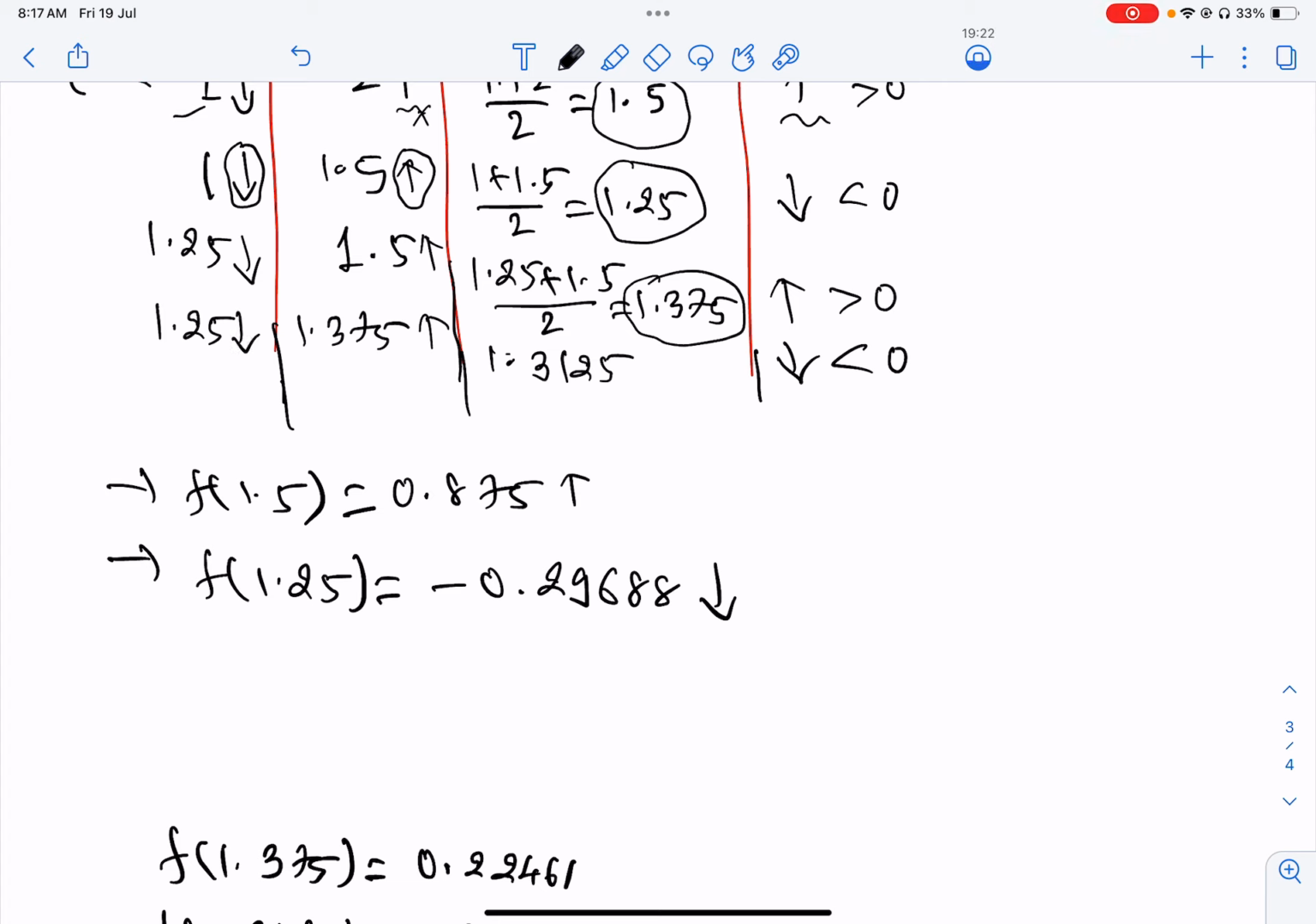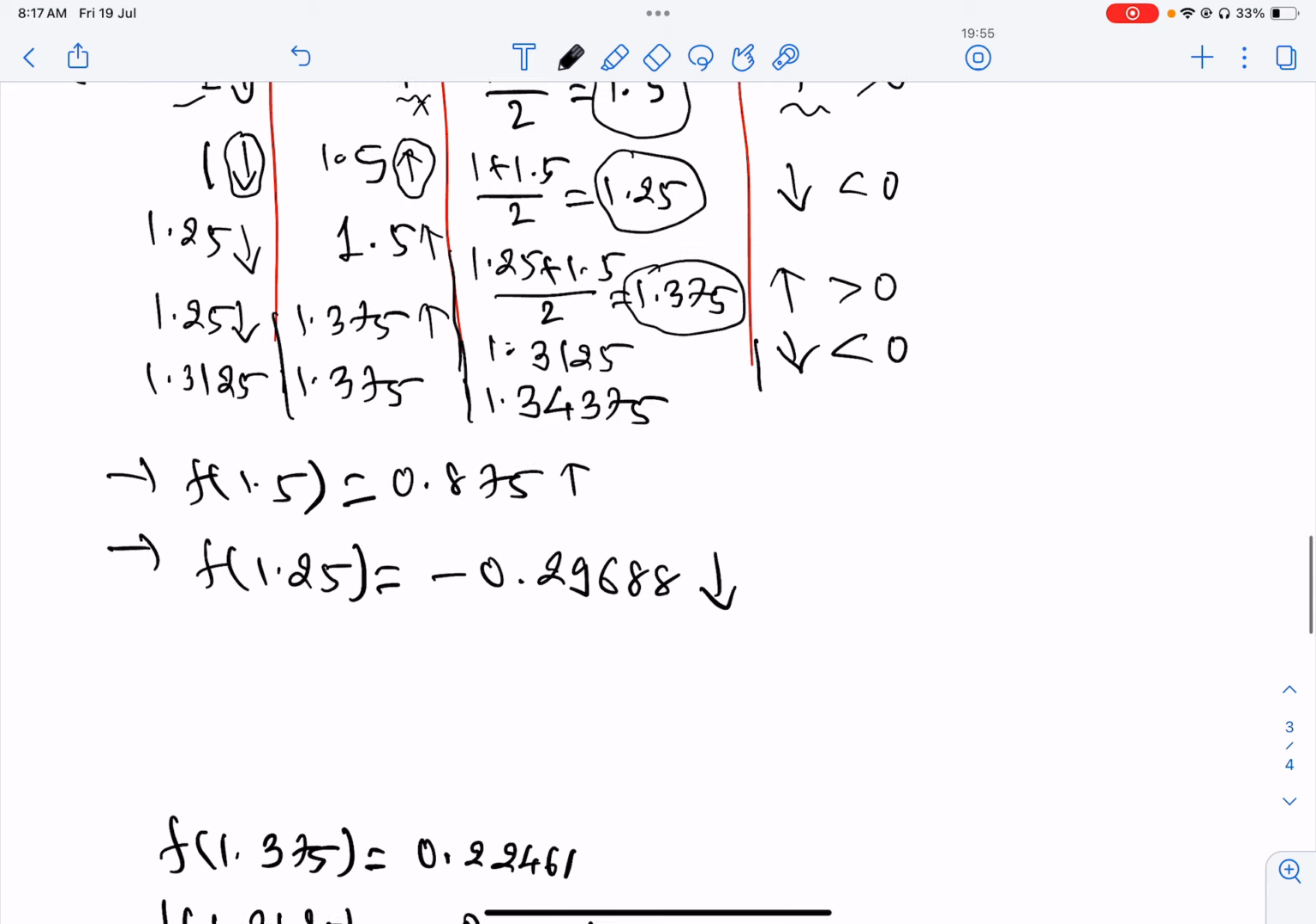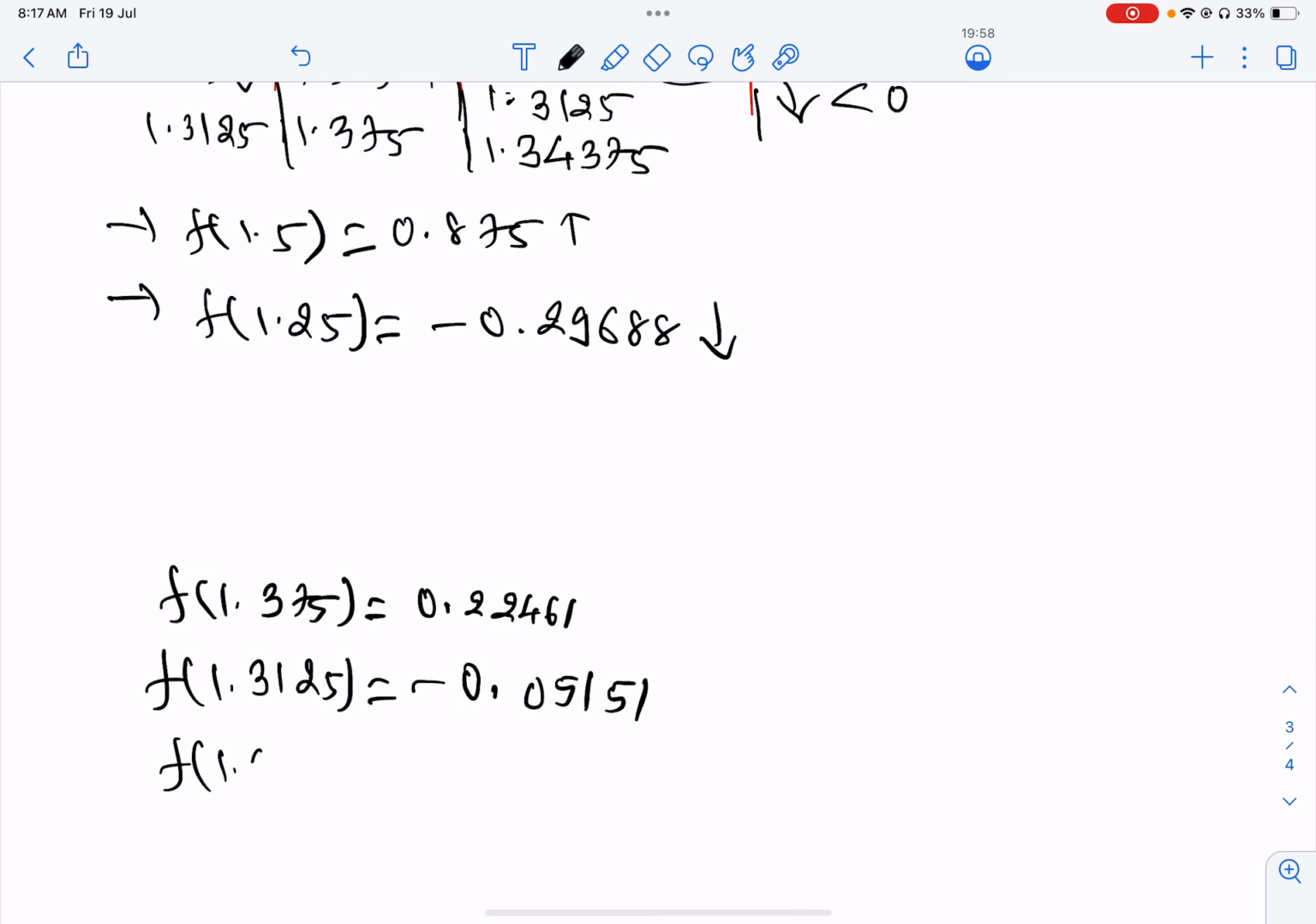So now what does it mean? The root lies between where to where? 1.3125, the value of the function is negative, and at 1.375 the value of the function is positive. Now find the midpoint of these two, 1.3125 and 1.375. You will get 1.34375, and then find out the value at 1.34375.